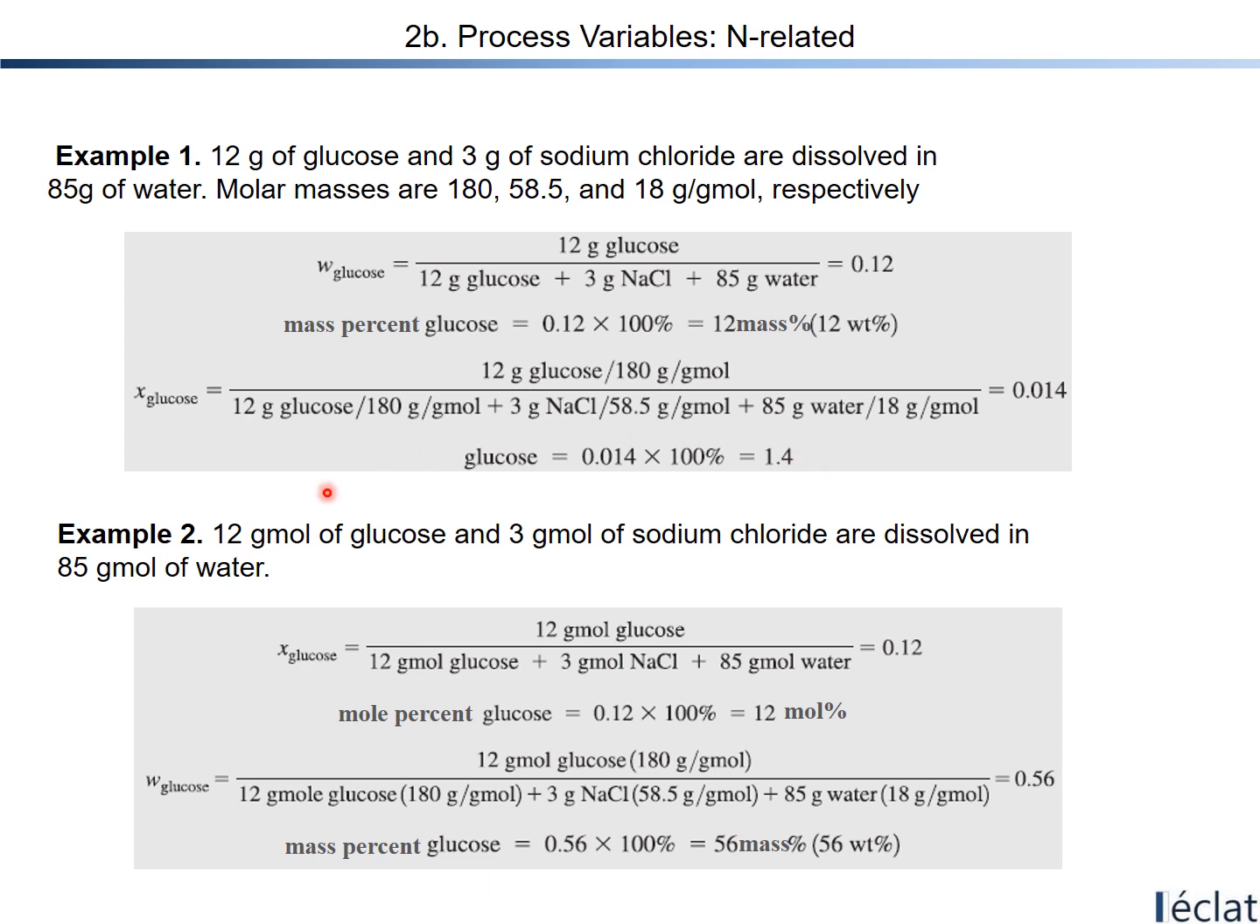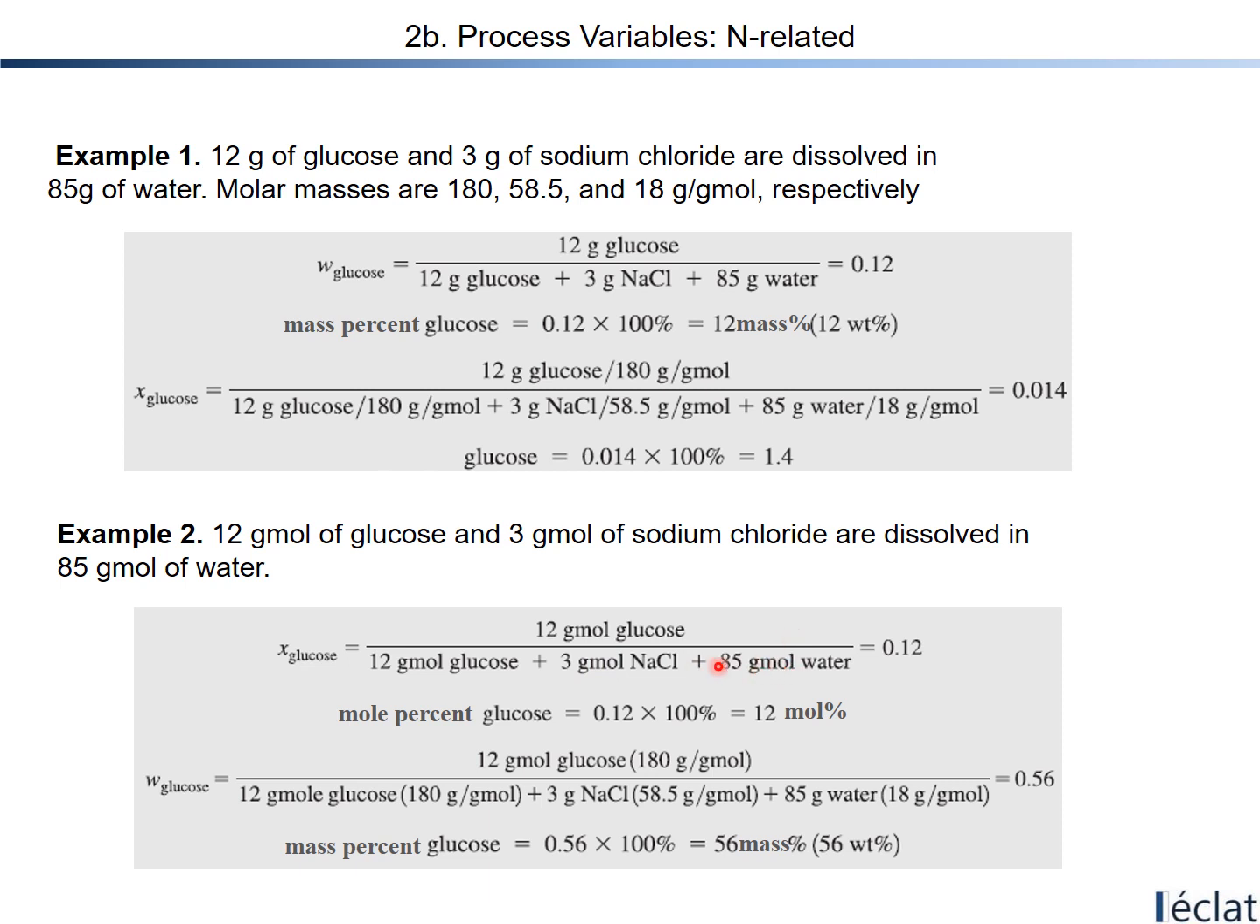Let's go to example 2 right now. 12 gram mole of glucose. At this time, I have the information about the moles, and 3 gram mole of sodium chloride are dissolved in 85 gram mole of water. Actually, the same example. So it is very easy to calculate the mole fraction of glucose because we could use the information presented in example 2. So something like that.